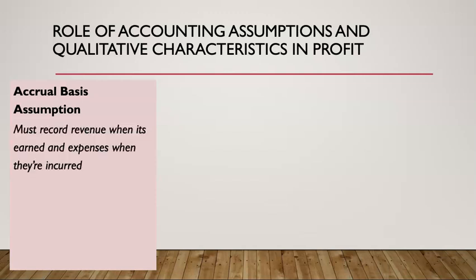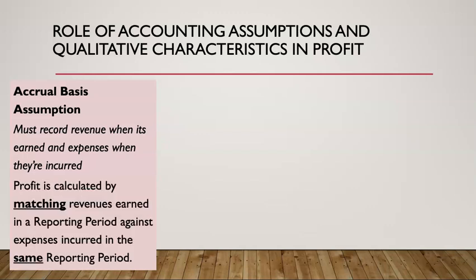This says that we must record revenue when it is earned and expenses when they are incurred. Not necessarily when they're paid for, but when we earn things or incur them. So if we use up some electricity in our business, that is an expense. Even if we don't pay that bill for a while, we will record the expense as soon as it happens. This is important for profit, so it means that we match revenues earned in a reporting period against expenses incurred in the same reporting period.